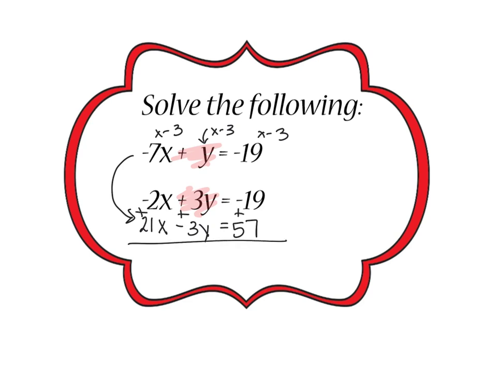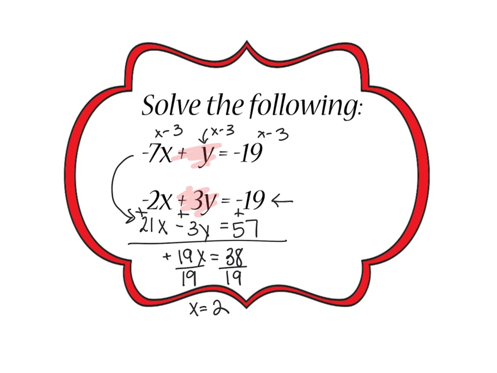I get negative 2x plus 21x, and so that gets me positive 19x. These 3's cancel out. Negative 19 plus 57 is 38. When I divide both sides by 19, x equals 2.